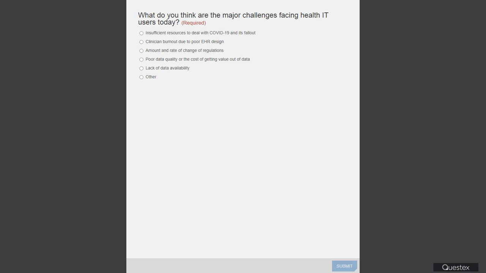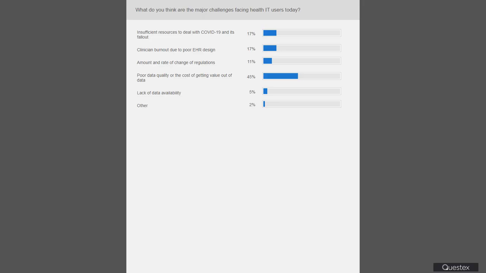So looking here, it looks like poor data quality, the cost of getting data out of data, is by far the most important result, people think, although there's a little bit of a smattering of other choices. And I'm going to talk a little bit about, from our perspective, why we think there is this problem of getting value out of the data. And that is, what are the technological and perhaps sociological fixes that we can bring to our health information systems and our health ecosystem to do a better job of that and to improve in general, not just the health outcomes of the patients, but the quality of life of the providers.